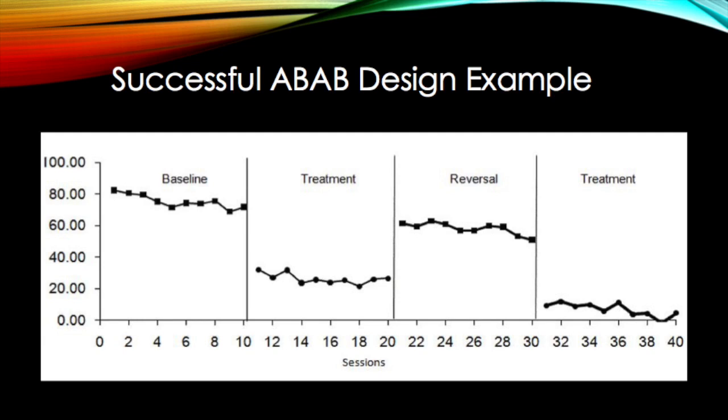This graph shows that a functional relation existed between the intervention and the target behavior. The intervention reduced the occurrences of a target behavior, and when removed, data returned to the original baseline, and then when implemented again, it reduced the behavior a second time.